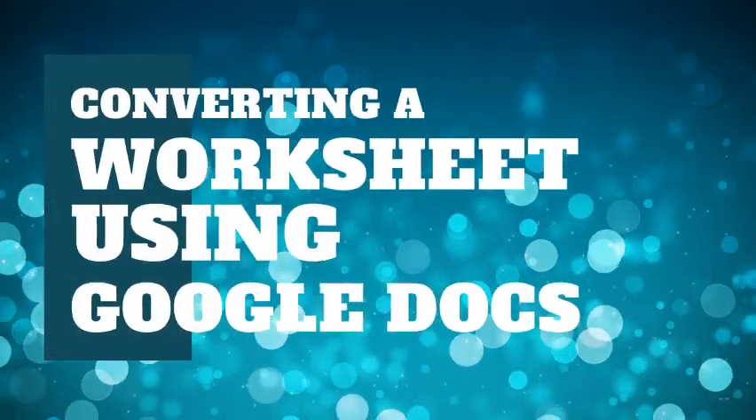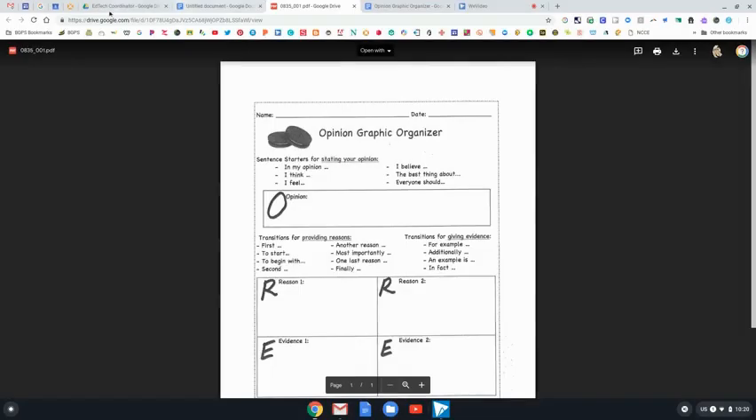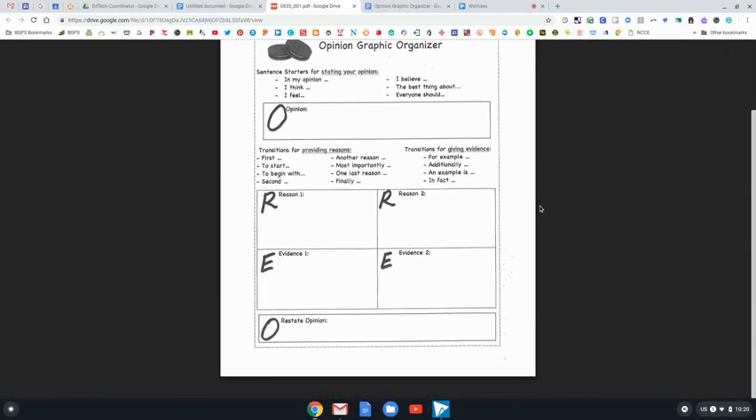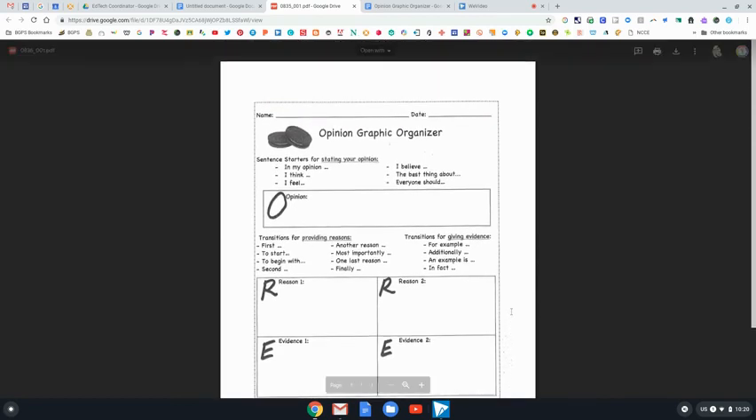In this video, we will go over the process of converting a pencil and paper worksheet into a digital version using Google Docs. This is a great first step on integrating technology in your classroom, taking something that you would normally do using pencil and paper and making a digital version that you could use as an assignment in your Google Classroom. So here we have a classic opinion graphic organizer that we've scanned in as a PDF.